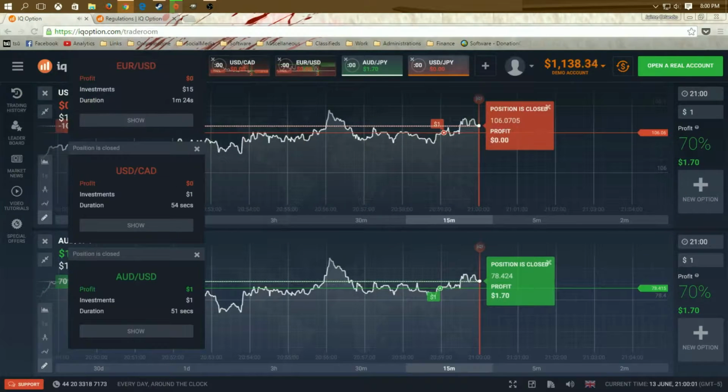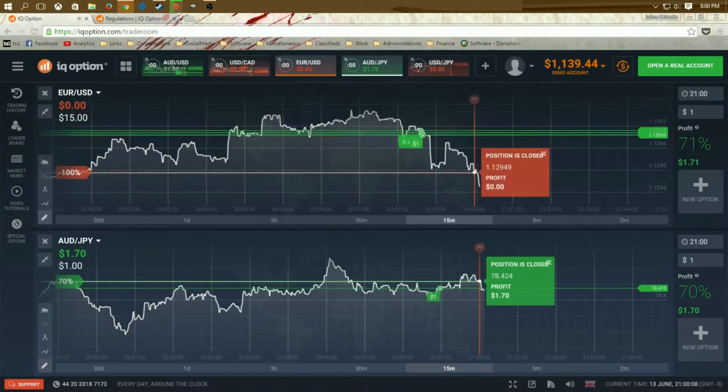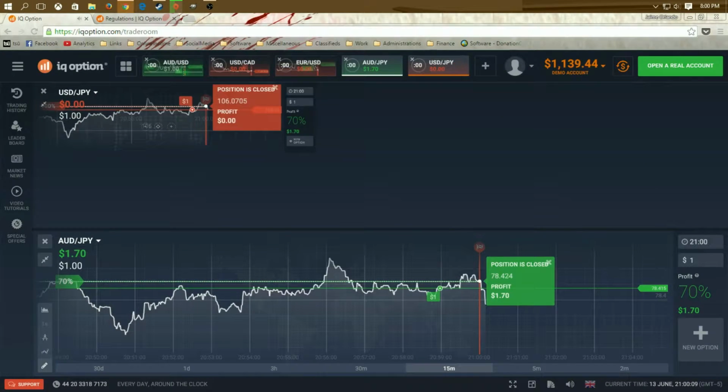Looks like the big trade that we made also lost $15. It's paying out 0 there. So we have to keep that in mind. We do have $15 loss there for a total of $17.